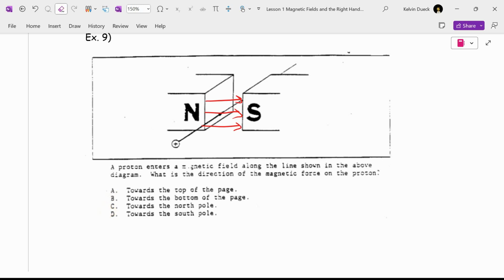D is wrong. A, B, C, or D? Look at your answers in front of you. Don't be squinting to read the ones up here. D is wrong, because D would be towards that south pole. The answer is B. B, yes. B is in Bob. Try again.